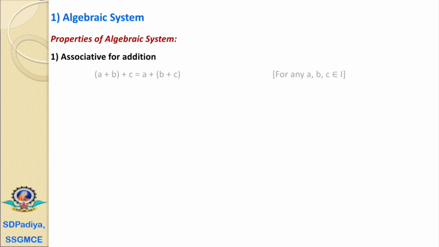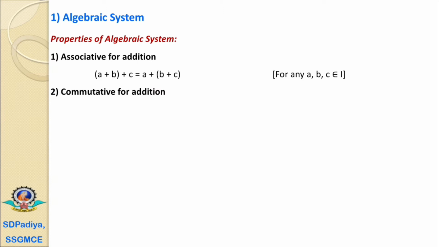Now for the set of integers we can write that, in brackets, a plus b, plus c, is equal to a plus, in brackets, b plus c, for any three elements a, b, c belonging to the set of integers. For example, we can consider that in brackets 2 plus 3, bracket complete, plus 5 is equal to 2 plus, in brackets, 3 plus 5. Your answer will be 10 on both sides. That's why we call it associative for the addition operation.